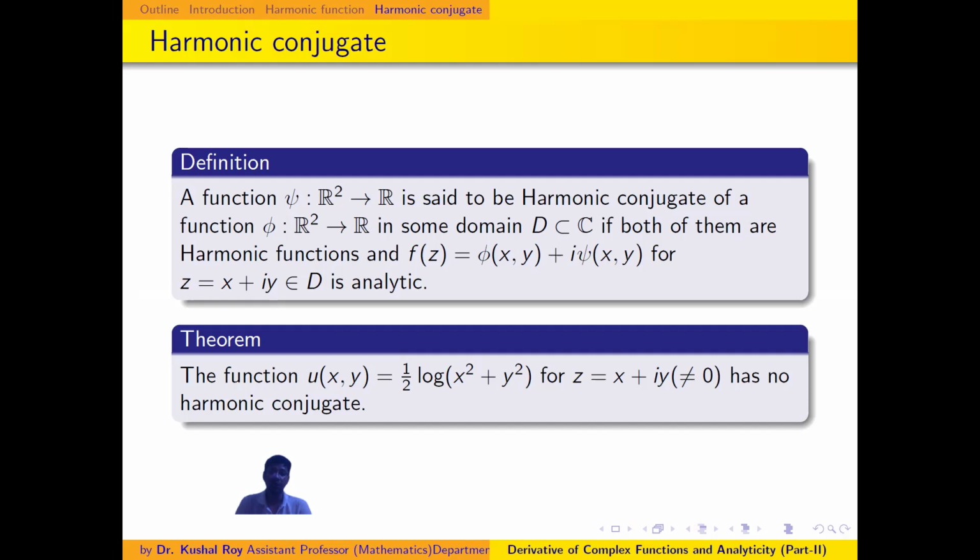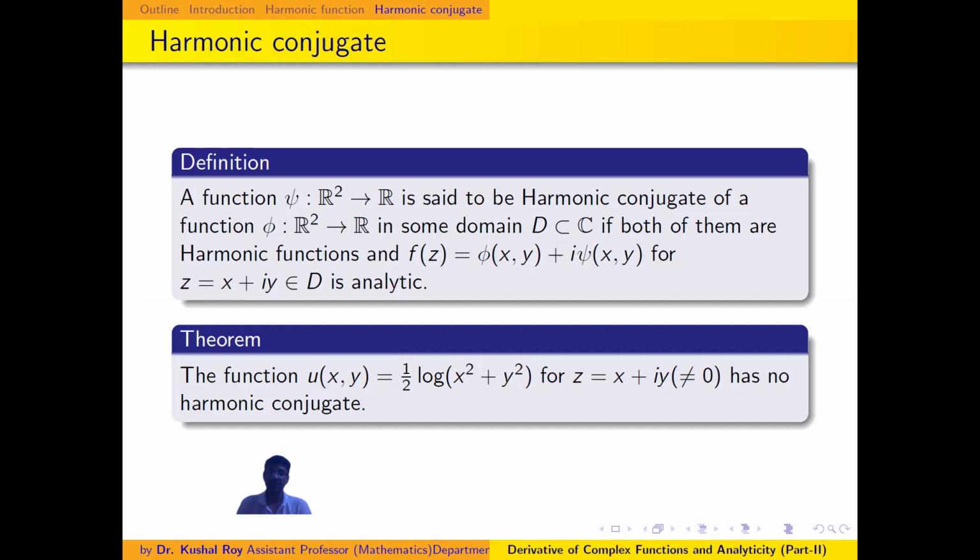The function u(x,y), which is defined as half of log of x square plus y square for z equal to x plus iy not equal to 0, has no harmonic conjugate. Actually, you can't have any function v which satisfies Cauchy-Riemann equations with u. If we want to find some harmonic conjugate of u, in that case we have to find a function v so that u plus iv is analytic.